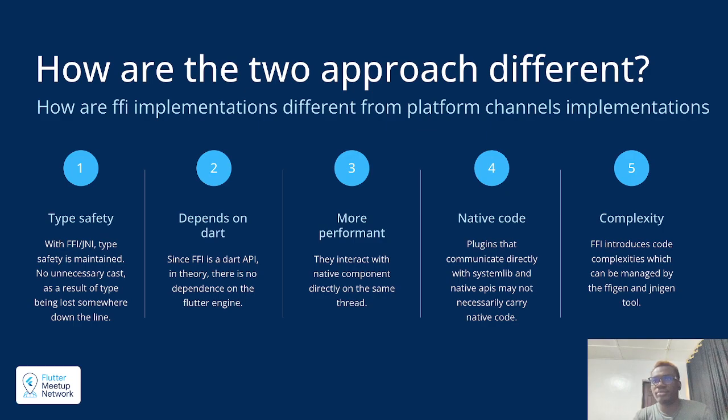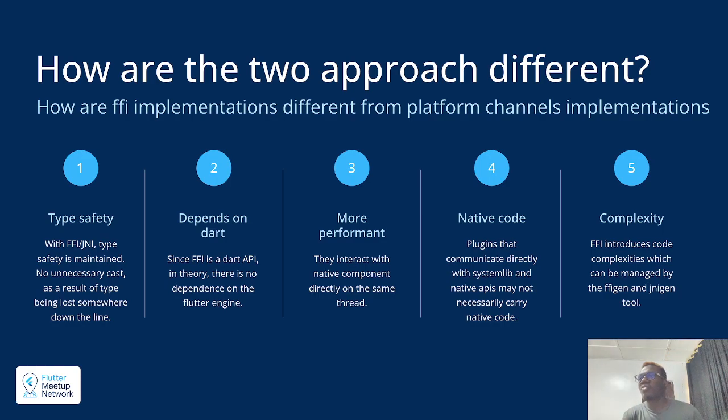The way they communicate with native code: plugins that communicate directly with system libraries and native APIs will not necessarily carry native code. Yes, that's straightforward. This implies that if the plugin is going to communicate with a native system library or system API, I don't have to carry any native code, because we're going to generate a client for that native library or native code, and that basically provides me a one-to-one matching of the methods. So if the native code has 10 methods, I might get 10 methods with the same names.